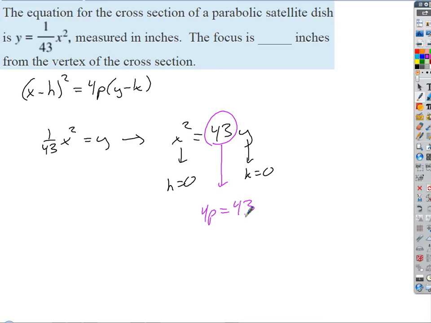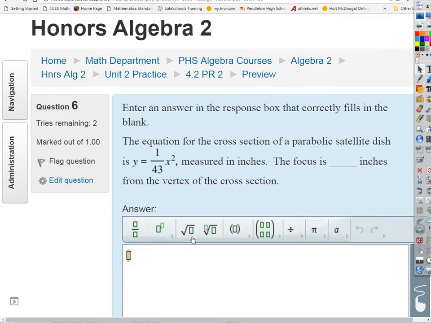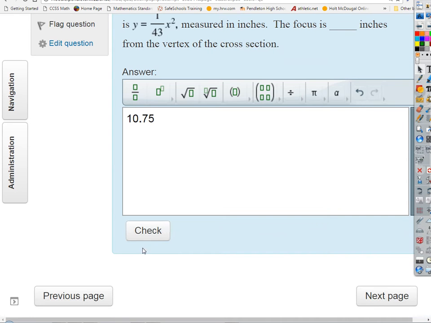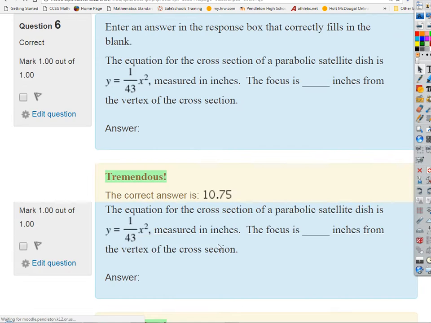And remember, p is the distance between the focus and the vertex. And so p is 43/4. 43/4 is going to be what, 10.75? I could put it in either as a fraction or a decimal. Shouldn't make any difference. Okay.